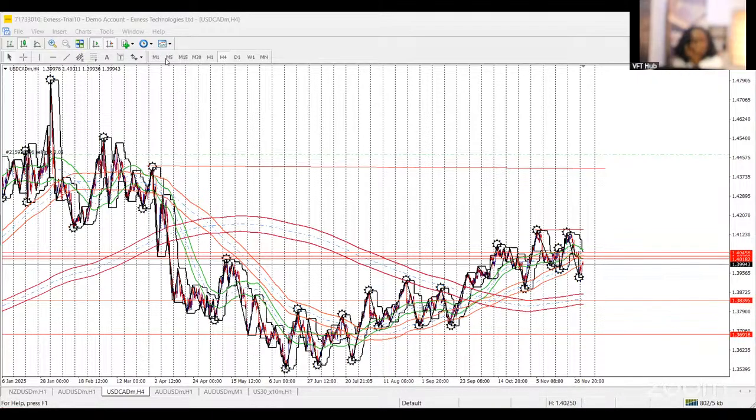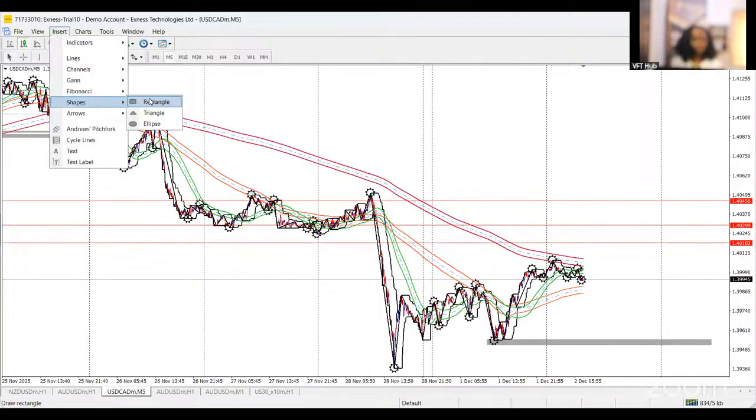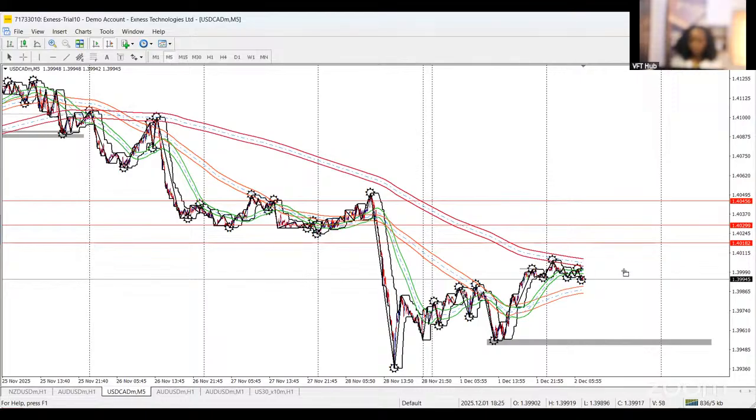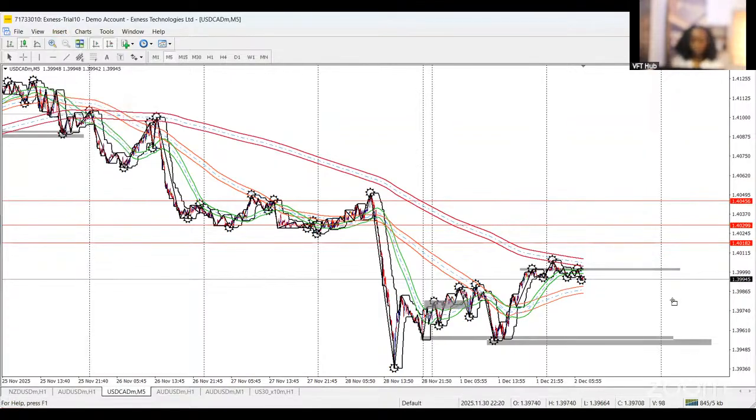We'll now go to M5 to mark out most recent structure points that could be areas of interest. Those are yesterday's high and low, and the day before yesterday's high and low. So mark that out. These are now my most recent points of interest.